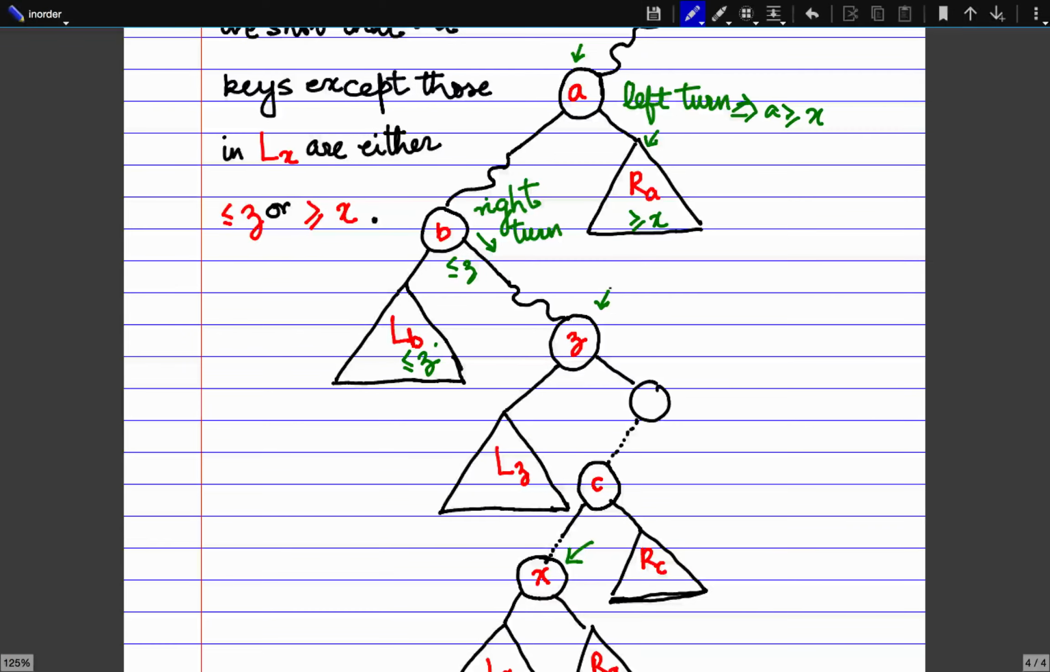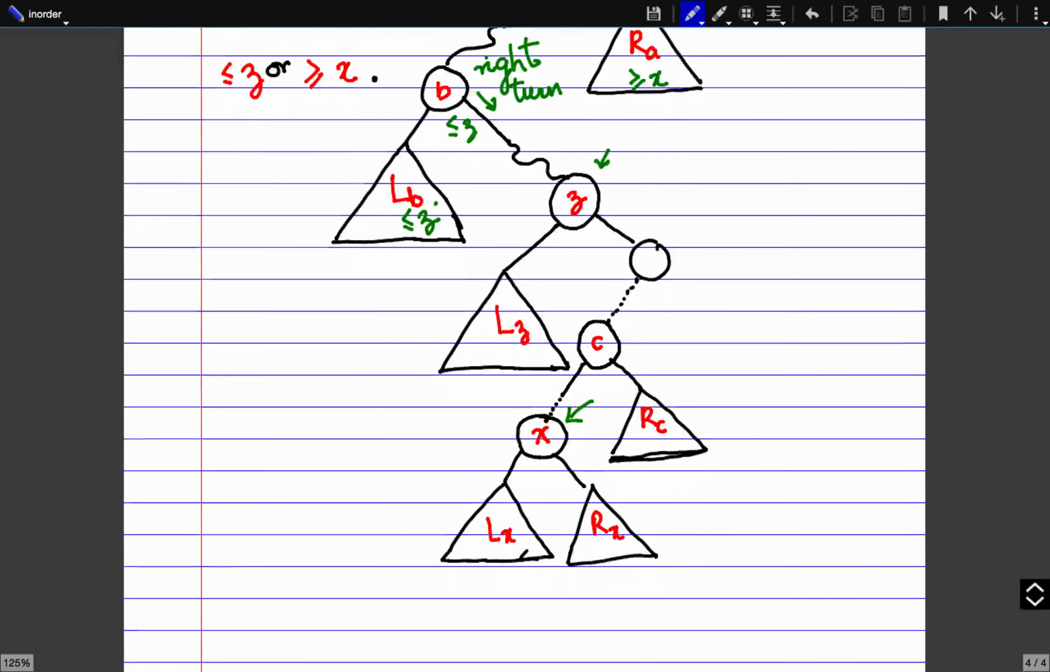Now let's come into the subtree that belongs to Z, and let's head down towards X. First note that from Z we know we turned right, because Z by definition was the last right turn before we reached X. So from Z we turned right. That means Z itself, of course, is less than or equal to Z by definition, but Lz contains everything less than or equal to Z. Lz is the subtree of Z we are not going to enter.